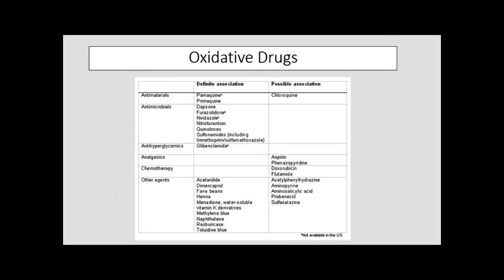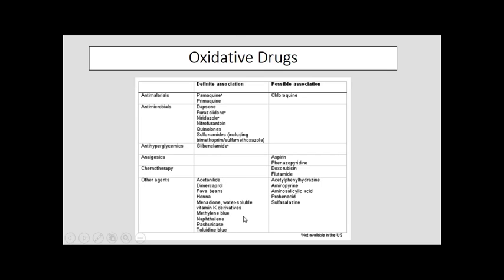Then you have drugs. These drugs are not for pathophysiology, they are more for pharmacology, and I wanted you to have them. These are drugs that tend to produce oxidative stress. Notice the anti-malarial drugs. You have also dapsone, furazolidone, nitrofurantoin, quinolones, sulfonamides. We have glibenclamide for diabetes, and some other drugs here, and some other foods like fava beans, henna, vitamin K, methylene blue.